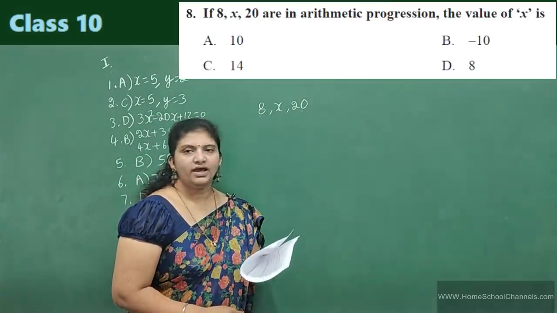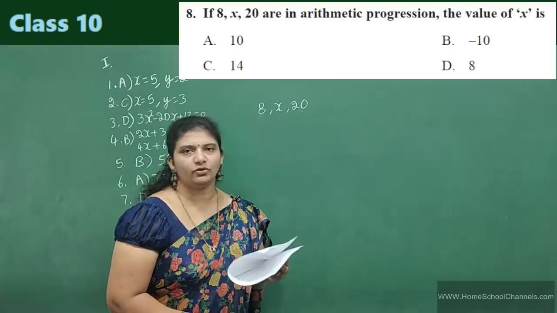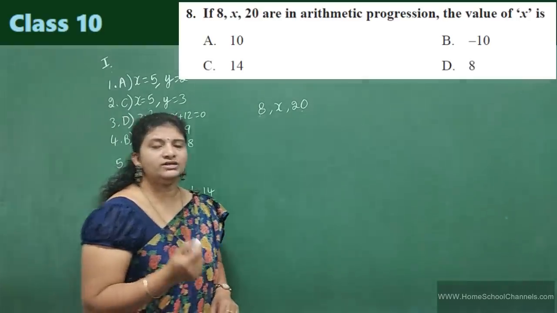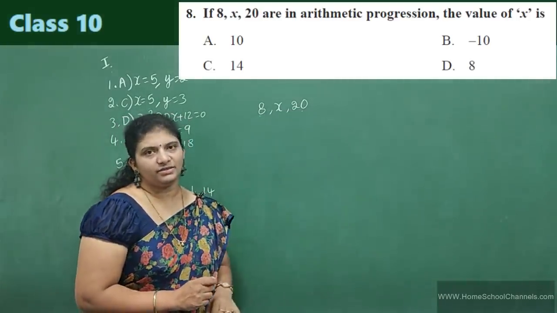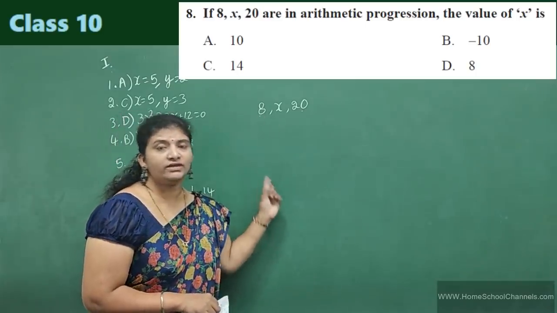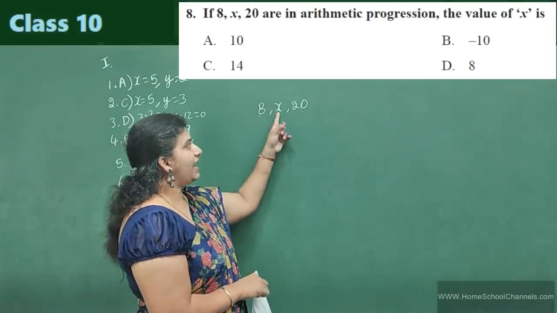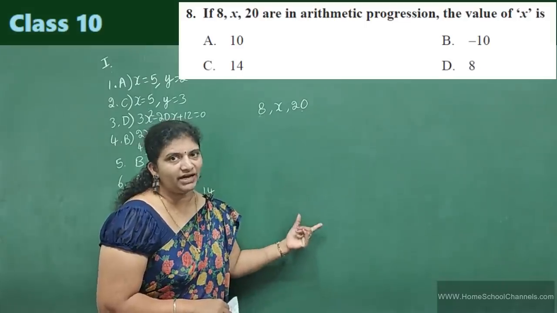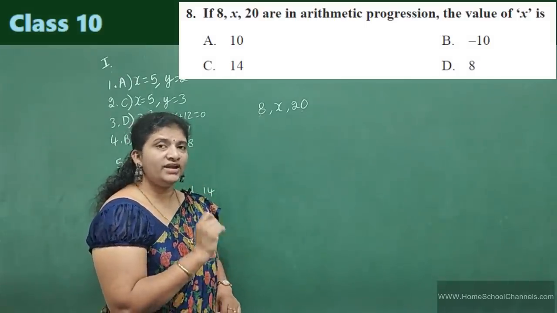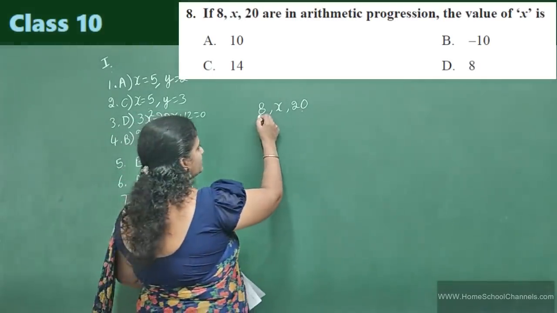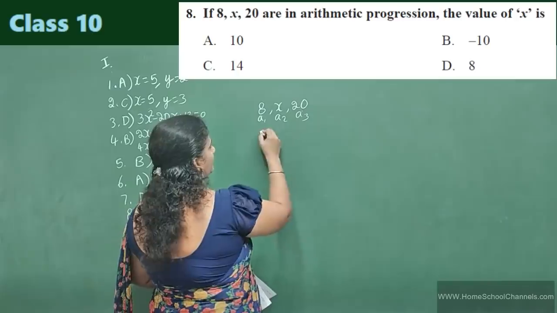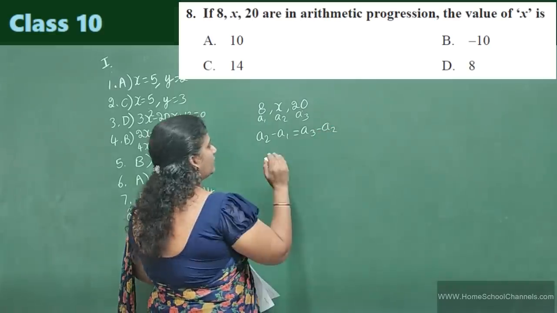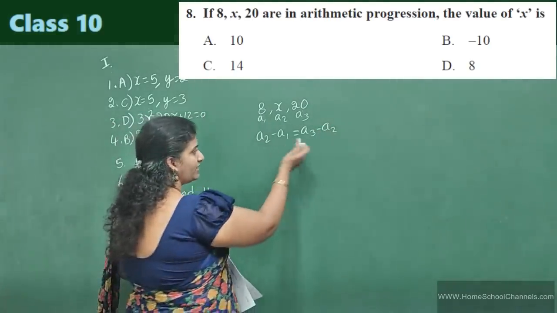Eighth one. If 8, x, 20 are in arithmetic progression, the value of x is. I can do this in two methods. If they are in arithmetic progression and you don't know the middle term, you can go with the arithmetic mean formula. That is, x is equal to (a plus b) by 2. x is equal to 8 plus 20 will be 28, 28 by 2 will be 14. Or the common difference will be constant, right? So let me mark this as A1, A2, A3. I go with A2 minus A1 is equal to A3 minus A2 is equal to D. Common difference is constant, therefore we can do in this manner.